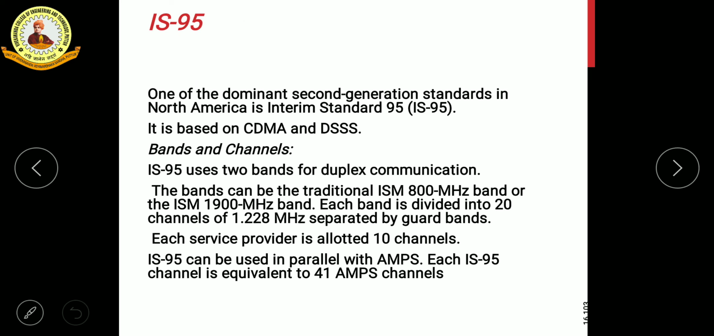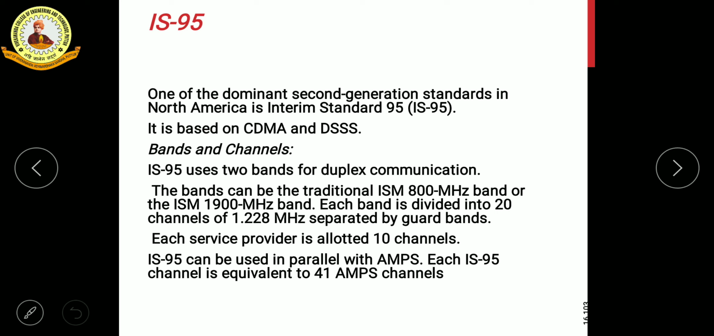Then the third standard is IS-95. This is again one of the North American standards. It is based on CDMA and DSSS. What is CDMA and DSSS? This you all learnt in the fourth module, that is code division multiple access and direct sequence spread spectrum, right?